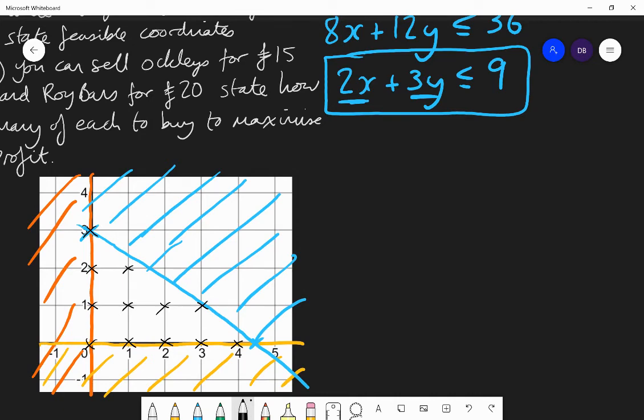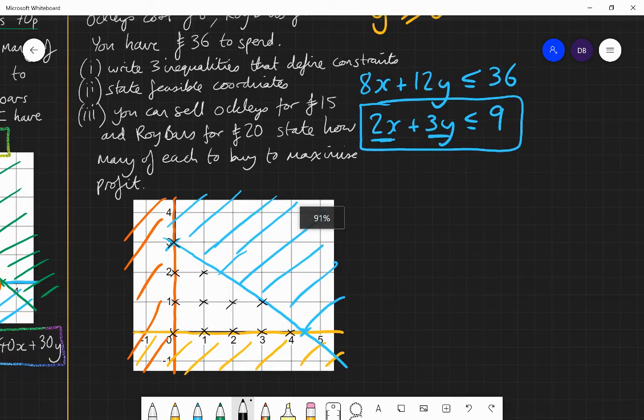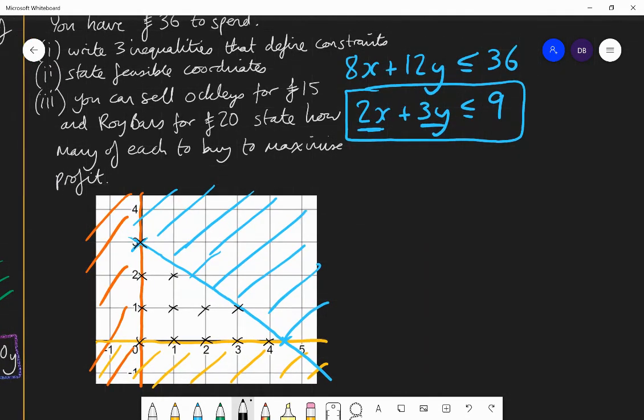So what we have is we have 1 2 3 4 5 6 7 8 9 10 11 12 different feasible coordinates in that region. Okay, and next part is stating the profit function.